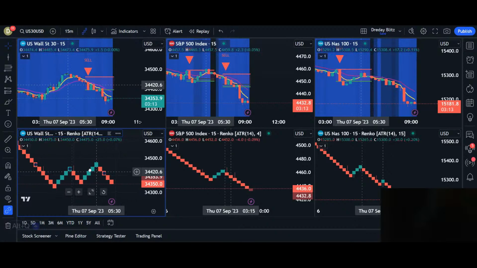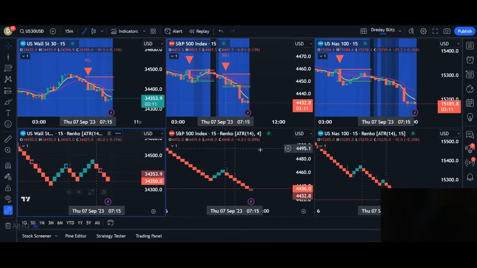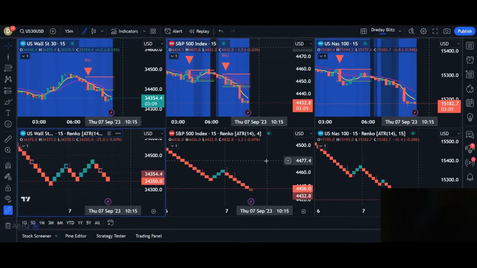By looking at the Renkos currently, we're still looking for bearish movement. It may reverse at market open. We'll see how everything goes.